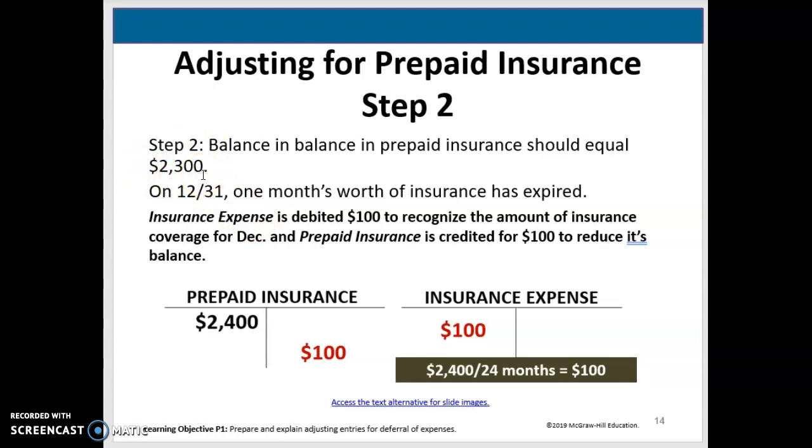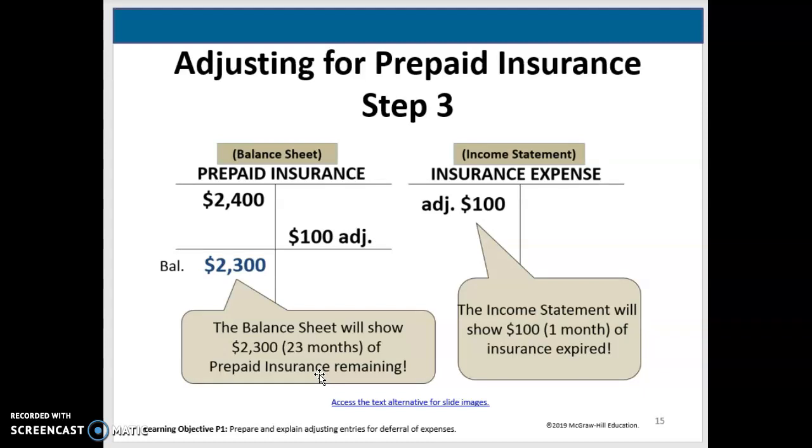So to do that, remember, it says for adjusting prepaids, you're debiting an expense account and you're crediting an asset account. So the example here, we are debiting insurance expense and we are crediting prepaid insurance. It's going to bring that prepaid insurance down by $100 to a balance of $2,300.